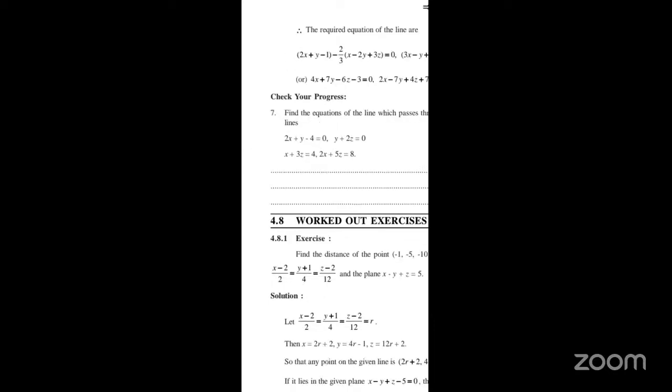Okay, so lambda 1 and lambda 2 are substituted. Finally, we are getting the line equation. That is the very simple part. Okay, students, now this is one of the important problems: converting the non-symmetrical equations into one of the representations of a line.